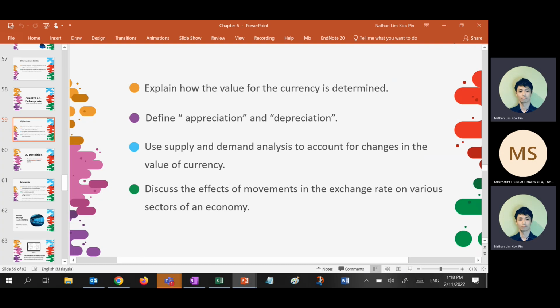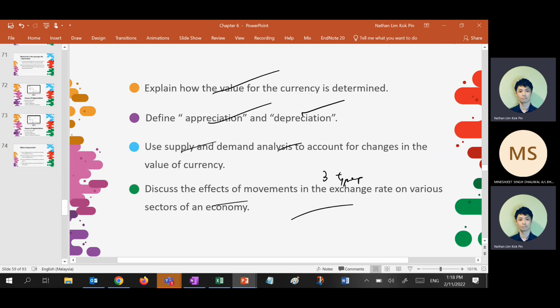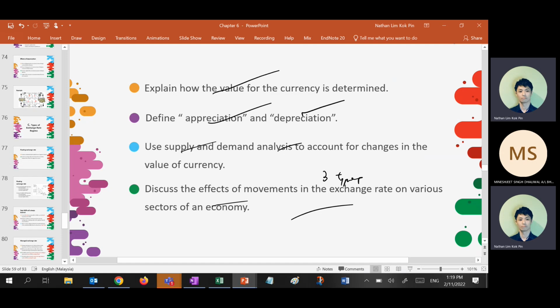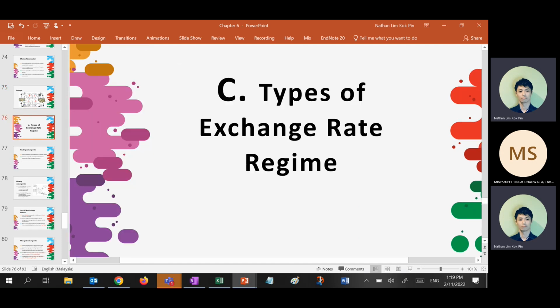So we are already done with appreciation and depreciation. Done. Value done. Supply and demand almost done. Now we're going to discuss the 3 types of exchange rate and also the effects. Let's see how far we can go. Otherwise, I'm going to use the last lecture to cover up.